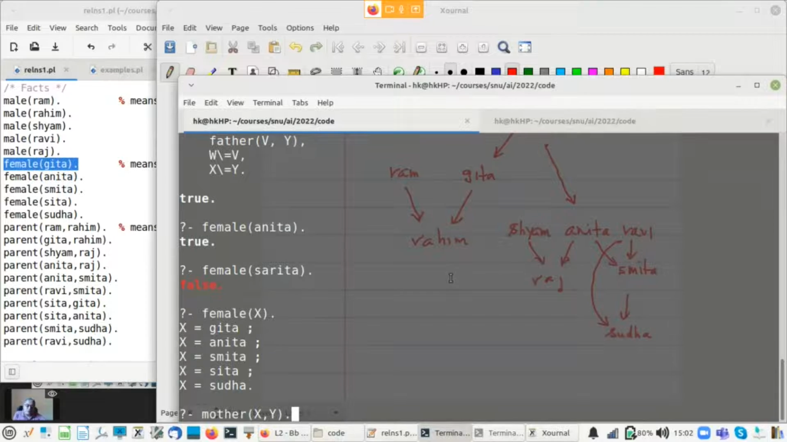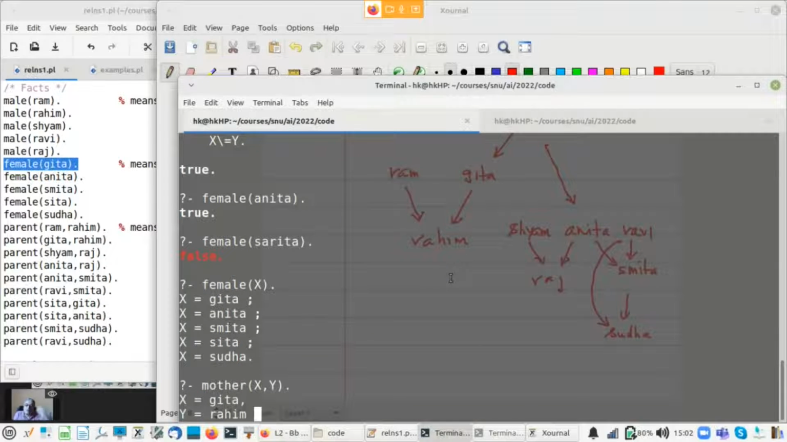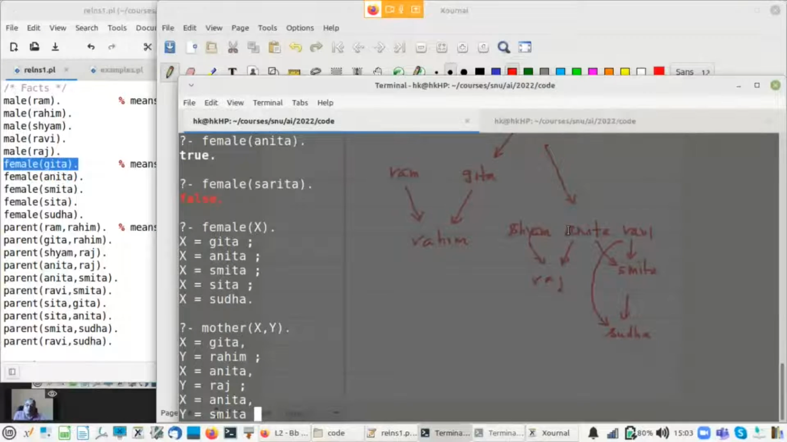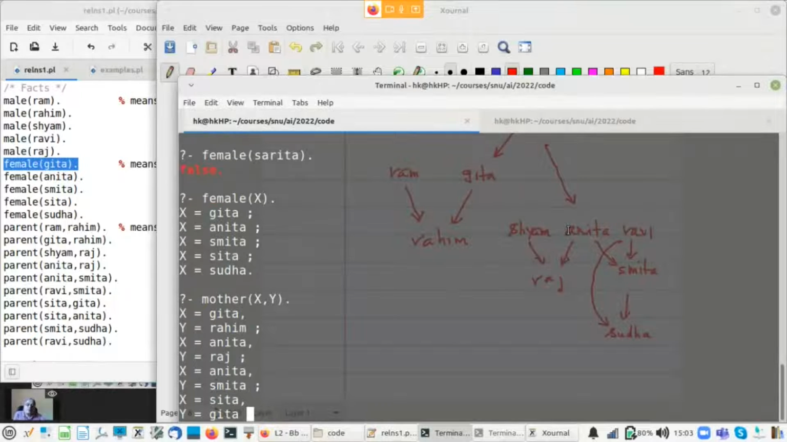And we can ask this now. If I say this, it's giving me a binding for X and Y which makes it true. Notice it's given me Gita and Rahim as the first binding. Now I can ask for the next binding. Now it is giving me Anita and Raj. Next, Anita and Smita. Next, Sita and Gita. So now it's gone up, Sita and Gita.